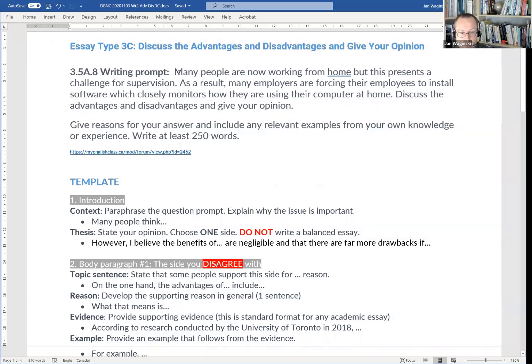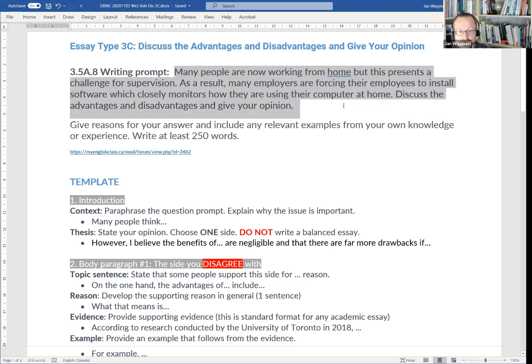So this is our prompt for today. Many people are now working from home, but this presents a challenge for supervision. So this is very pertinent to the situation that we're in right now. As a result, many employers are forcing their employees to install software which closely monitors how they're using their computer at home.